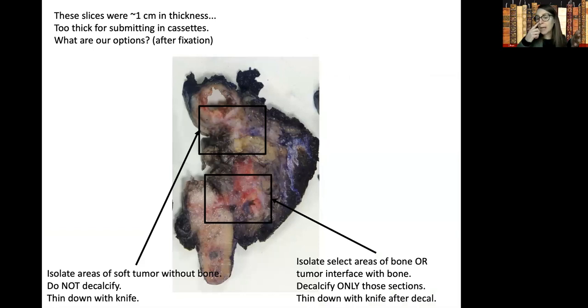Then you might also want to isolate areas of bone tumor interface because we need to determine for staging, right, if tumor involves the bone. So we certainly want to sample the bone in areas where there is overlying tumor. And then we will cut those, isolate those down, perhaps decalcify those smaller segments, and then thin them down with a regular knife after decal.